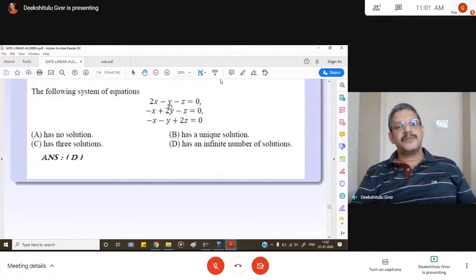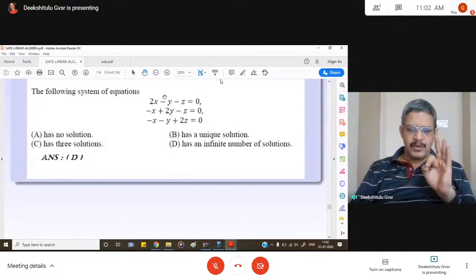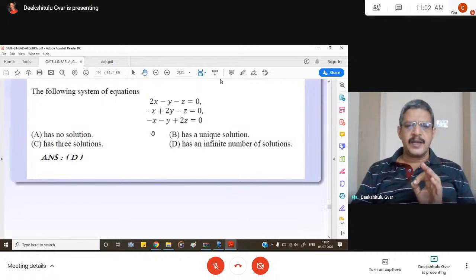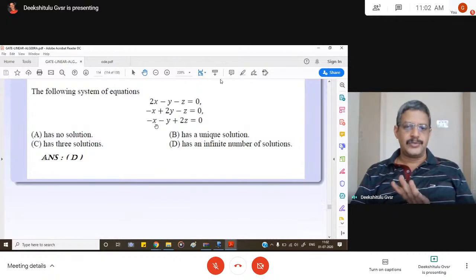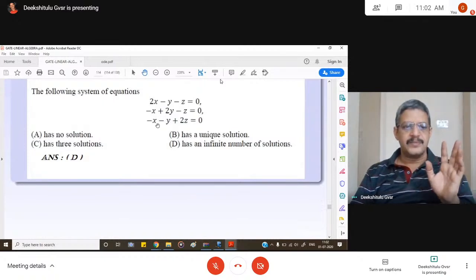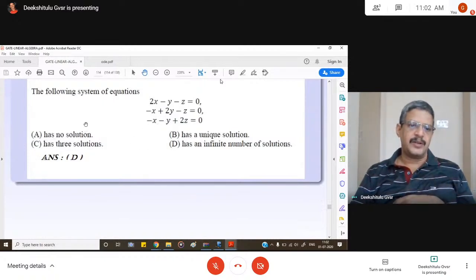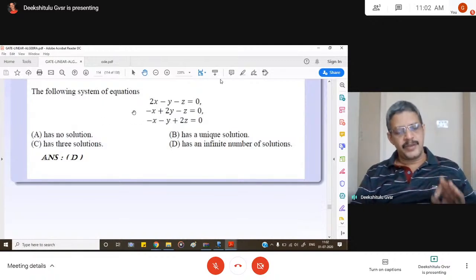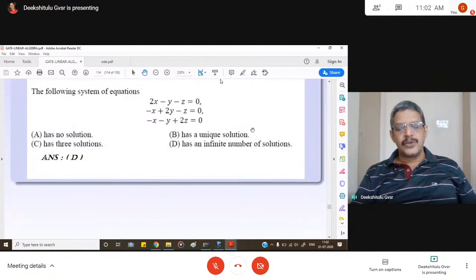The following system of equations has no solution. You have to find this, because it's a homogeneous equation. When a homogeneous equation is given, there is nothing like not having a solution. It always has a solution, which may be a zero solution or a non-zero solution, but having no solution never happens. The homogeneous system of equations always has at least the trivial solution. A unique solution happens only when it is a trivial solution.